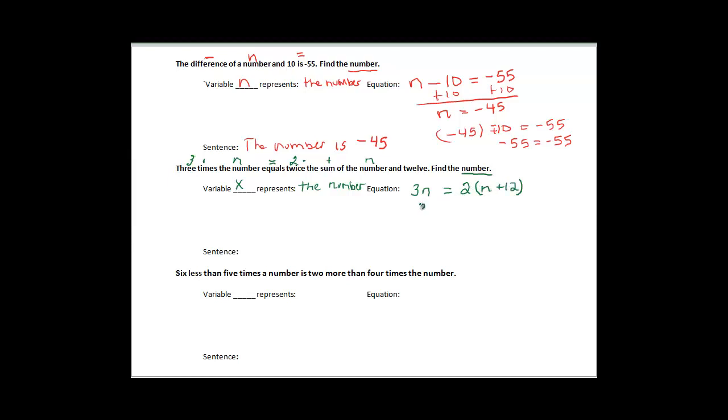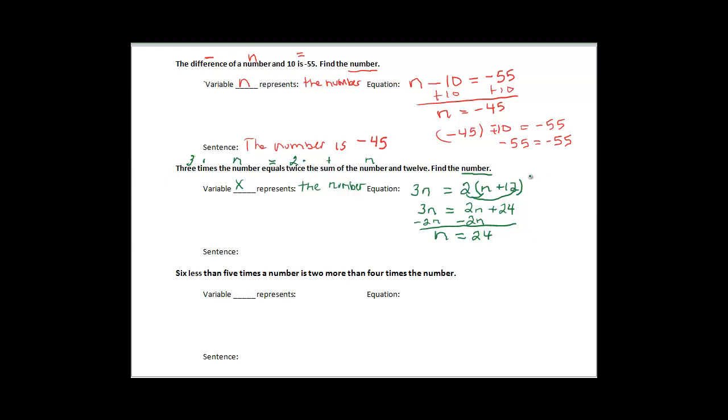We need to copy down 3n on this side, but we need to distribute on the right-hand side. So 2 times n will be 2n, and 2 times 12 will be plus 24. And when I'm solving, I'm going to subtract the 2n so that I can get the 24 up by itself and collect all the n's on the other side. And 3n is larger, so I'm going to subtract 2n. That leaves me with n equal 24.